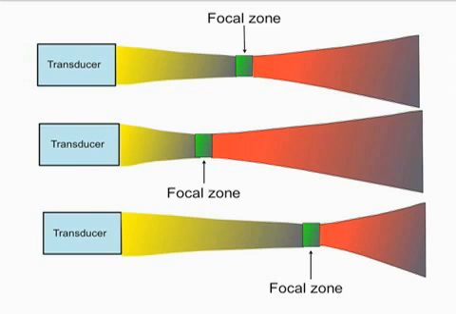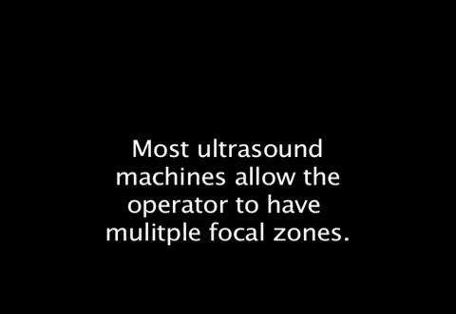It is important to emphasize that it is at this point, the focal zone, where the image quality will be the best. It therefore follows that the objective of the operator is to place the focal zone over the area of interest. It should also be noted that most ultrasound machines allow the operator to have multiple focal zones. Therefore, with the controls on the machine, the operator would place the focal zones over the multiple areas of interest if they exist.